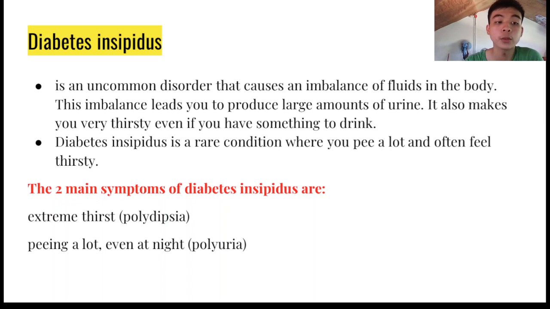That is why diabetes insipidus is a rare condition where you pee a lot. Like I said, you will pee a lot and often feel thirsty. The two main symptoms of diabetes insipidus are first, extreme thirst, also called polydipsia, and then peeing a lot even at night, called polyuria. These are the two symptoms of diabetes insipidus.